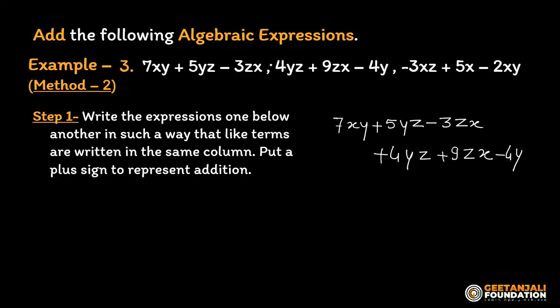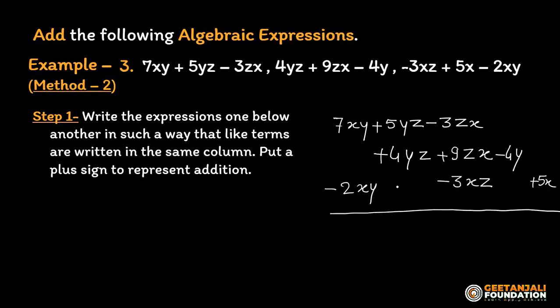So I have written this expression like this over here. Now the last expression, minus 3xz. xz and zx is same. We know these two are like terms, so we'll write minus 3xz over here plus 5x. There is no term of x here, so I'll write plus 5x over here. Now minus 2xy, so it will come here, minus 2xy just below this 7. So we have written all the expressions.